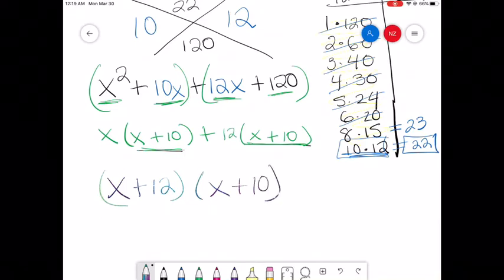Now, the question in the warm-up said to factor. It didn't say to find the solution, so this would be my final answer here. x plus 12 and x plus 10. Let's go on to number 2.